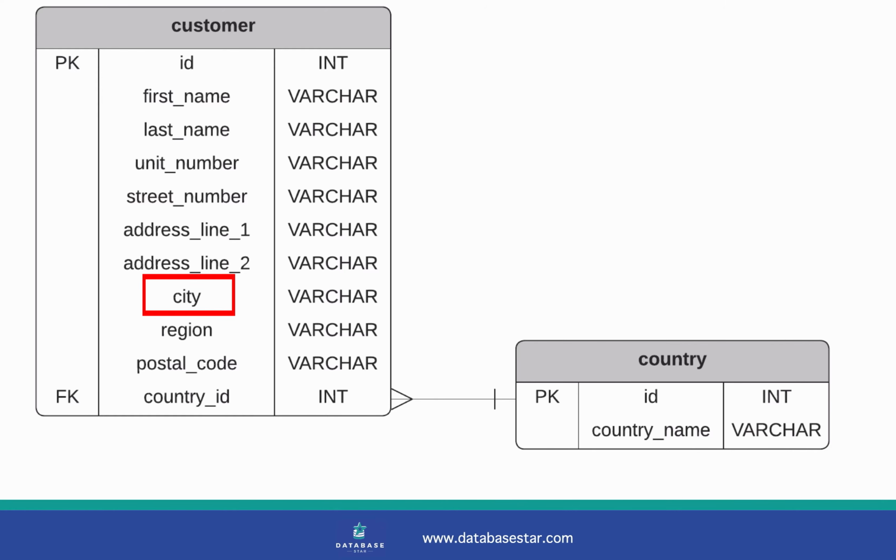Next, we can store the city. This is a text field to store city names and is pretty straightforward. The next piece of information to store is the region or state. Some countries have states, some have regions, some have provinces, and some don't have anything.